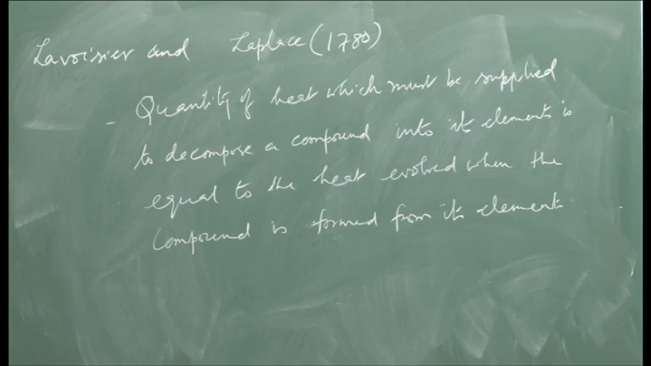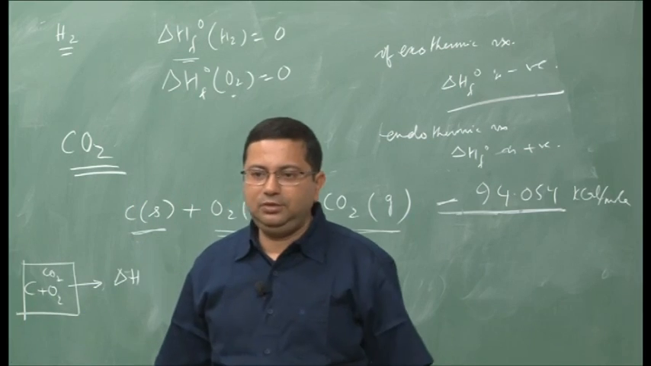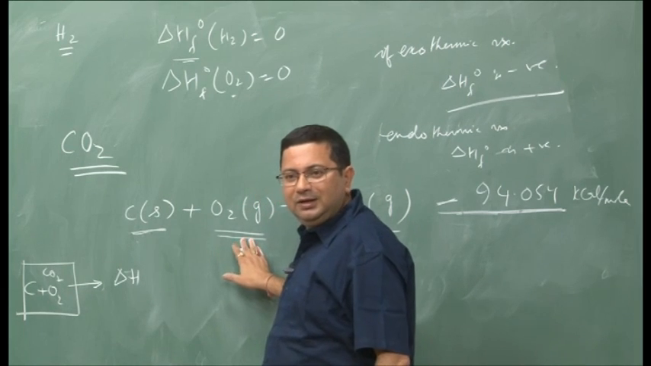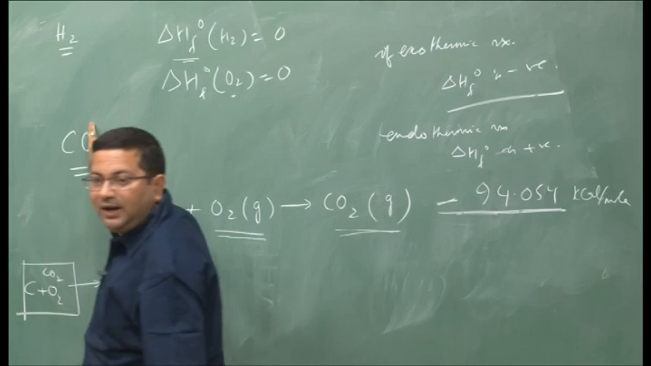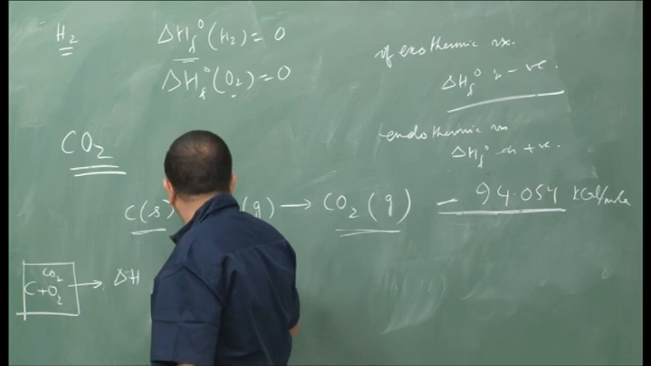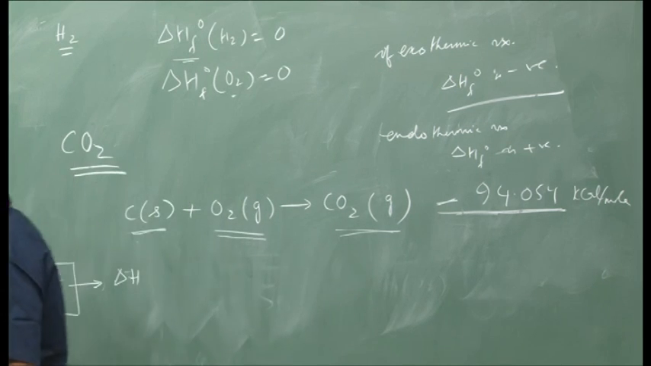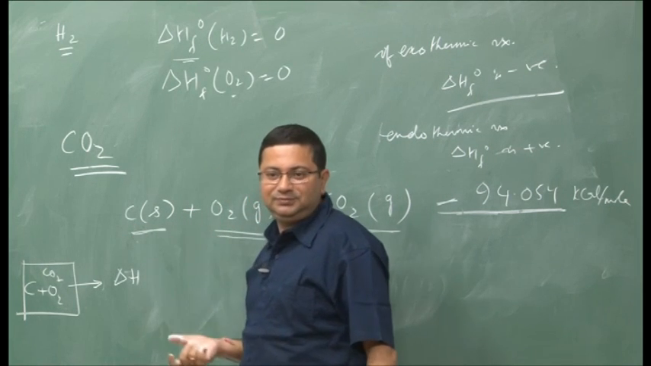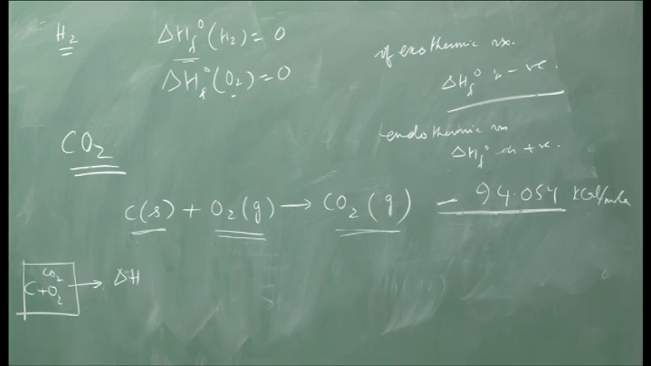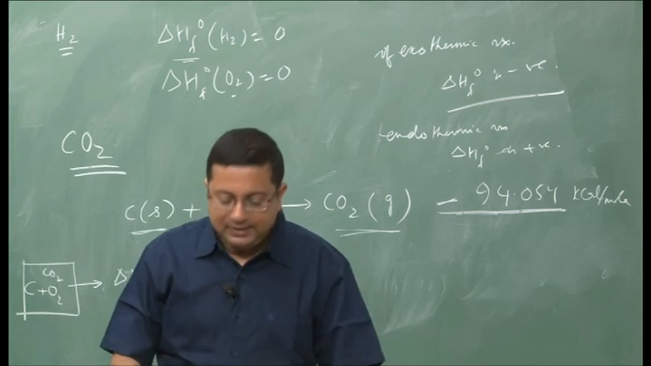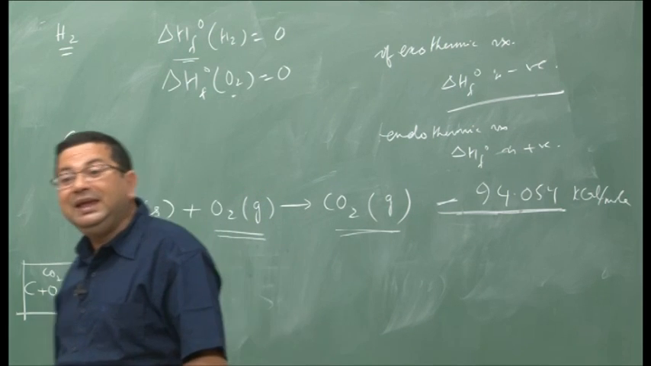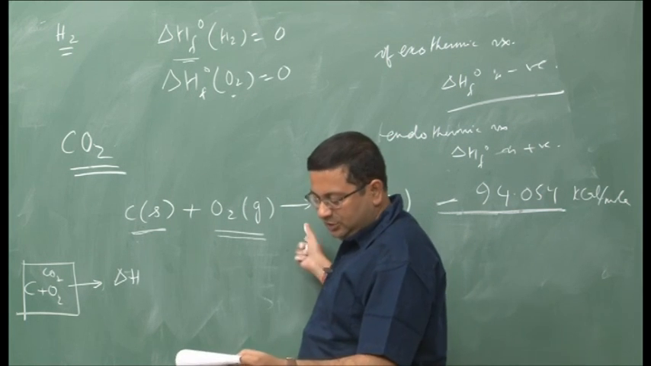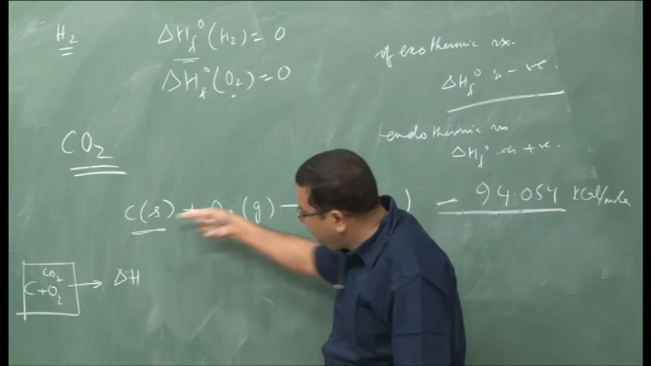So, what does it say? That if I take a compound, let us say once again carbon dioxide, and I want to break it into carbon and oxygen, then the amount of heat that will be required to break this carbon dioxide molecule into solid carbon and gaseous oxygen is the same as the amount of heat that evolved when carbon dioxide was formed from these two. That is what this statement says. So, the general form of this law is that the heat change accompanying a chemical reaction in one direction is exactly equal in magnitude, but opposite in sign, to that of the reaction in the other direction.